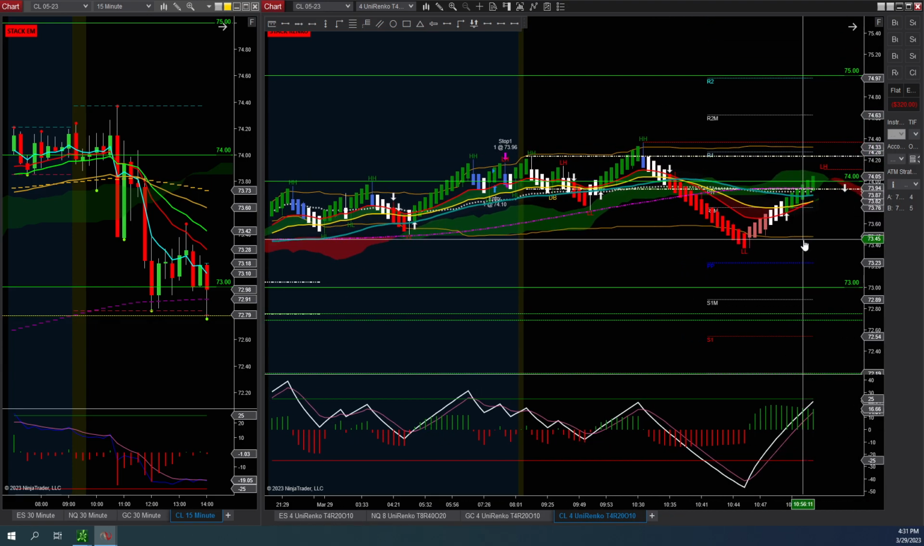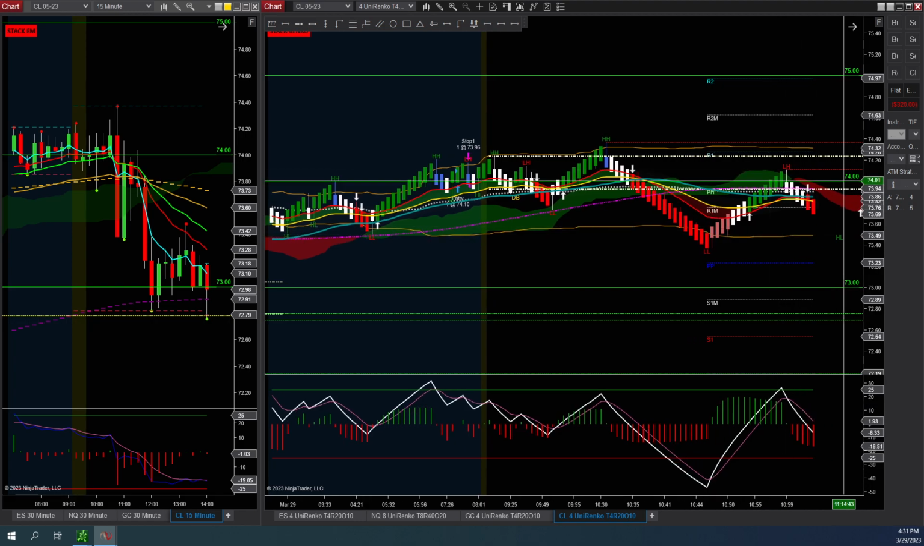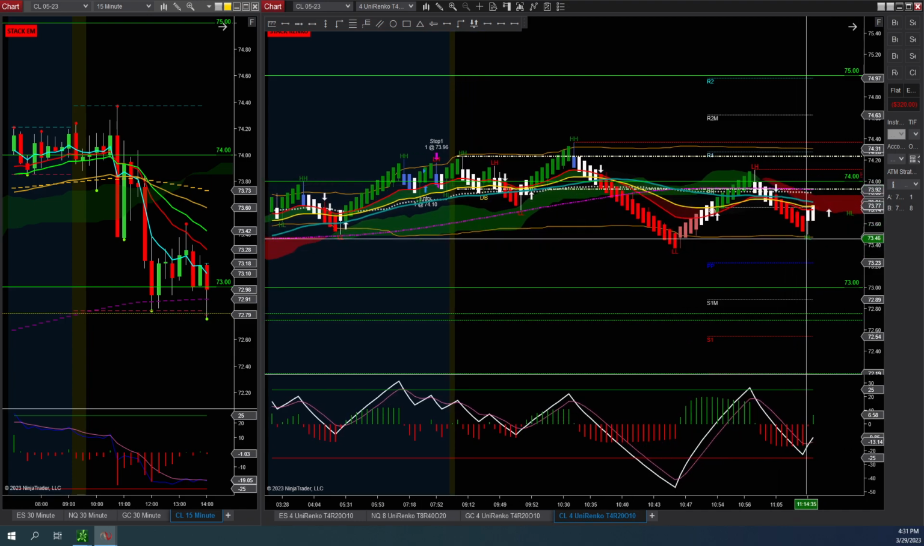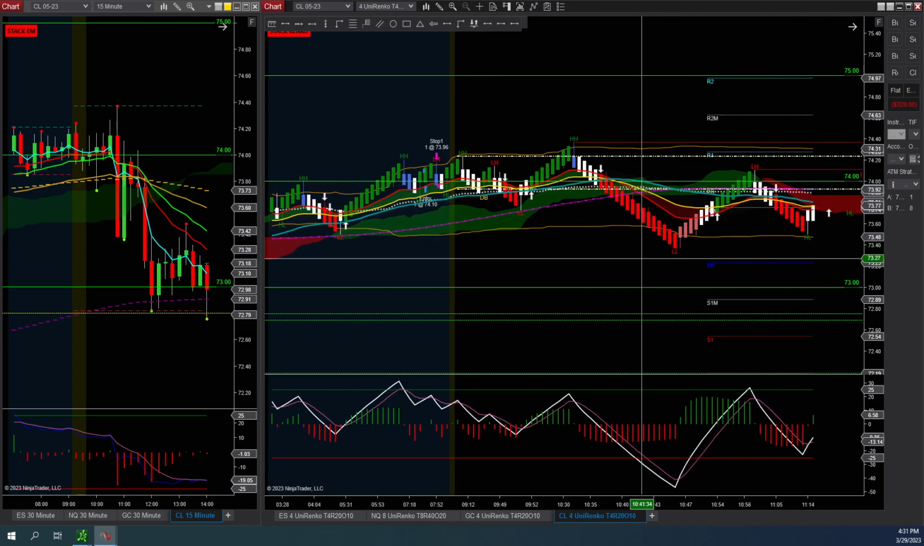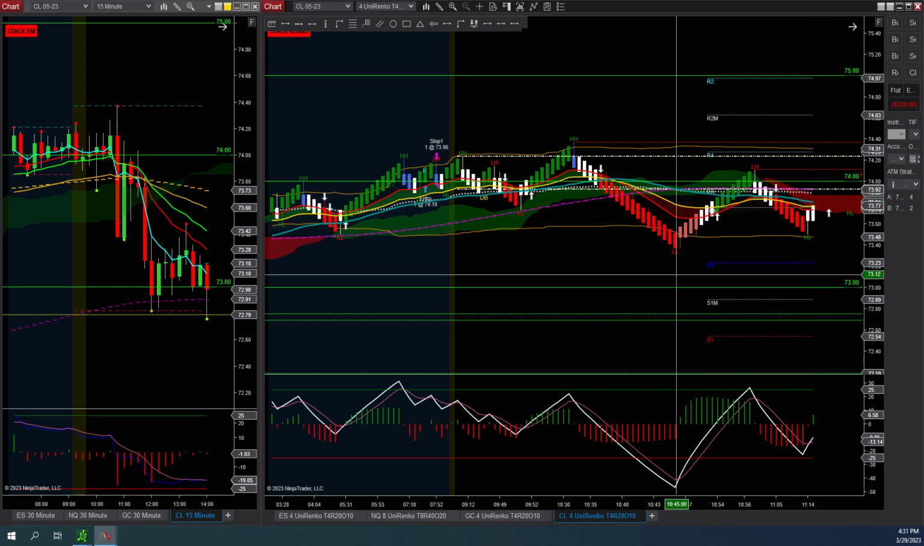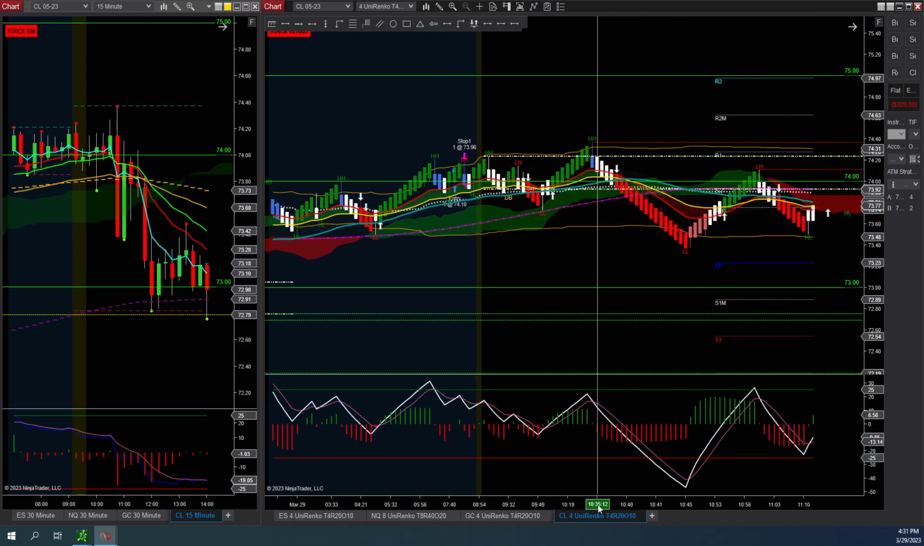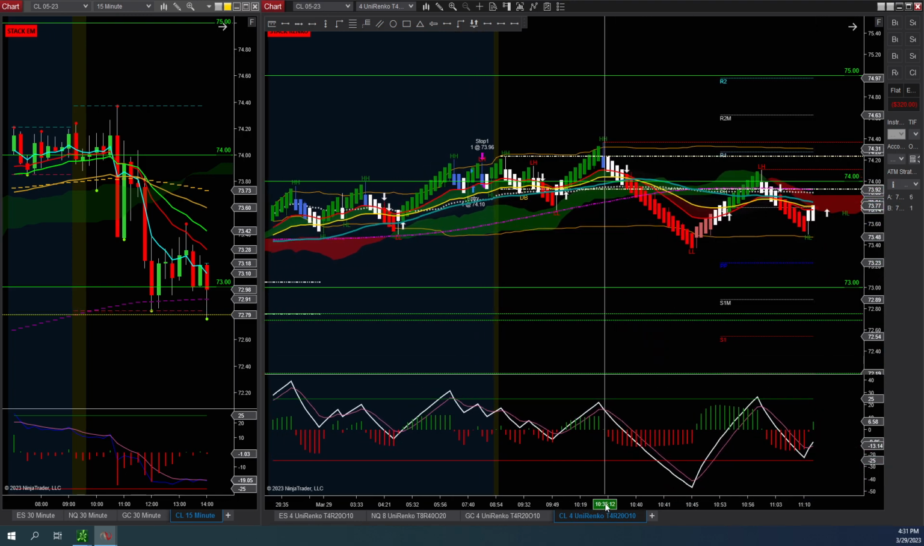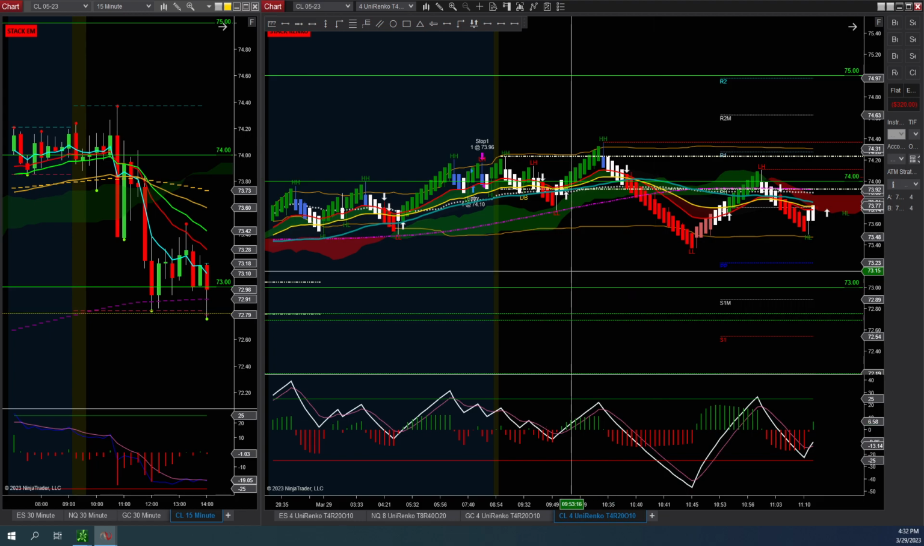So in a range, and then I was looking at this 74 level, and this here was rejected once again, made a higher low right here. And so when I saw that higher low, I said, okay, so if it goes above this 74 level, then we can make the trade.